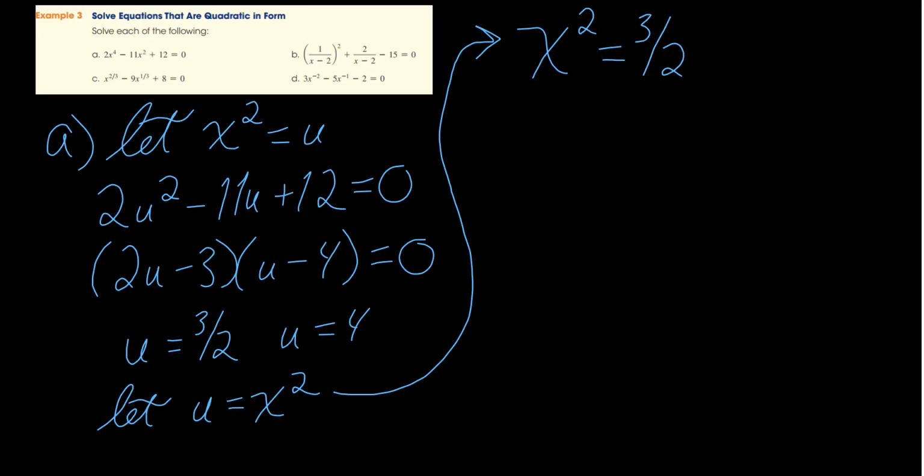So that's what you do. For parts B, C, and D, we're not going to do the arithmetic because once we get past this point, it just becomes a quadratic equation. The only thing we have to do after that is resubstitute.